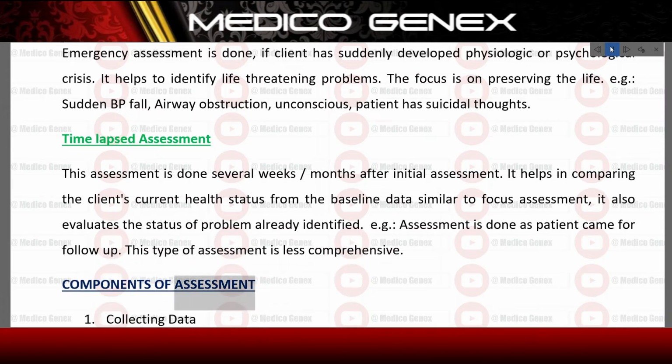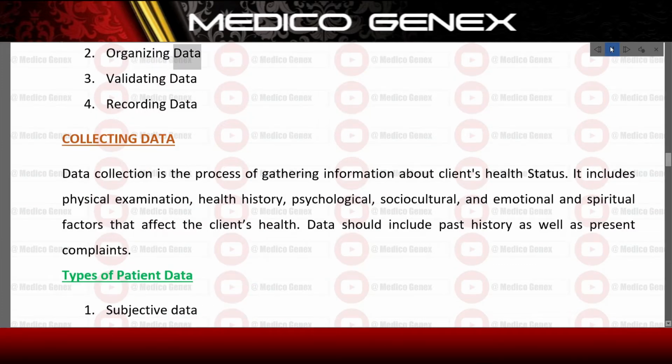Components of assessment. Collecting data. Organizing data. Validating data. Recording data. Collecting data. Data collection is the process of gathering information about the client's health status. It includes physical examination, health history, psychological, sociocultural, and emotional and spiritual factors that affect the client's health. Data should include past history as well as present complaints.